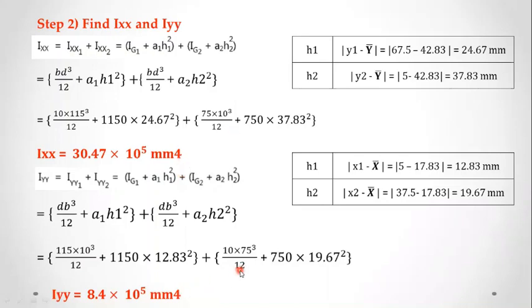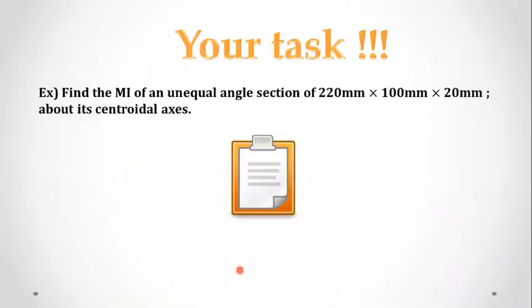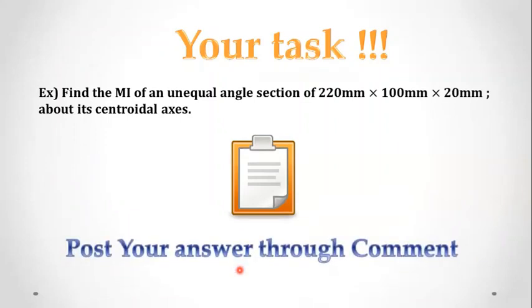Hope you have understood that. If you understand, this is your homework task. Find the moment of inertia of an unequal angle section of 220 mm by 100 mm by 20 mm about its centroidal axis. Find out this answer and post your answers in the comments.